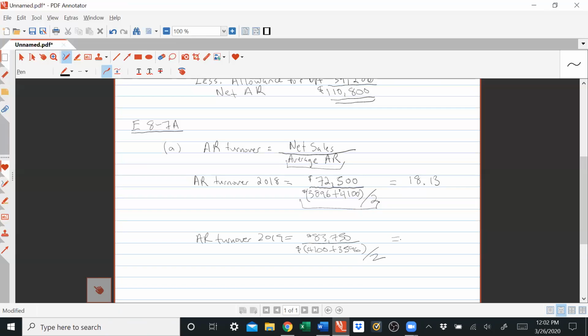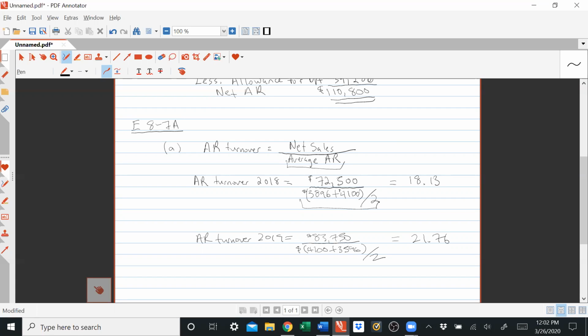83,750 divided by the average of 4,100 and 35.96 is 21.76 if you round to 2 decimal places. So in 2018, they turned their accounts receivable over about 18 times, which means they sold stuff on account and then collected those accounts in cash 18 times. And in 2019, they did it 22 times.